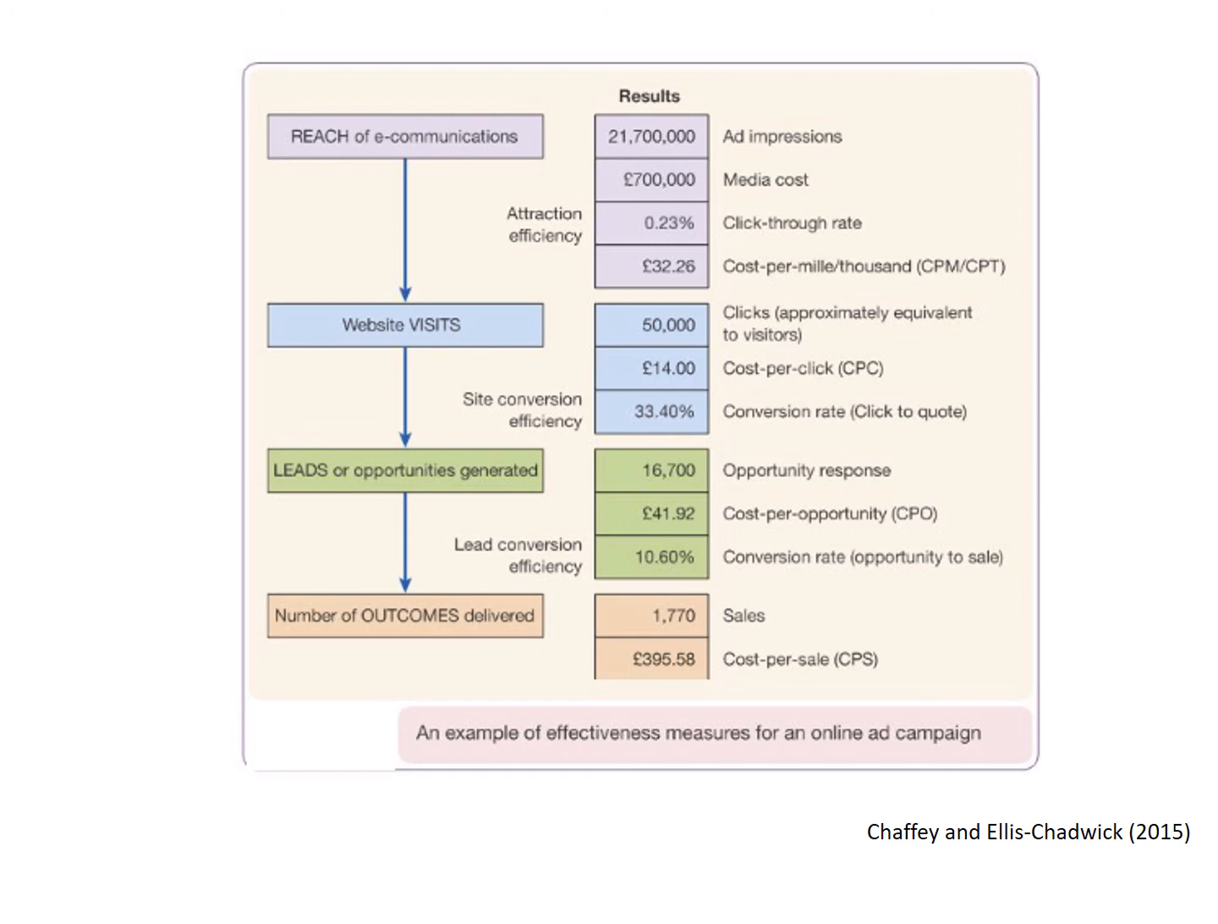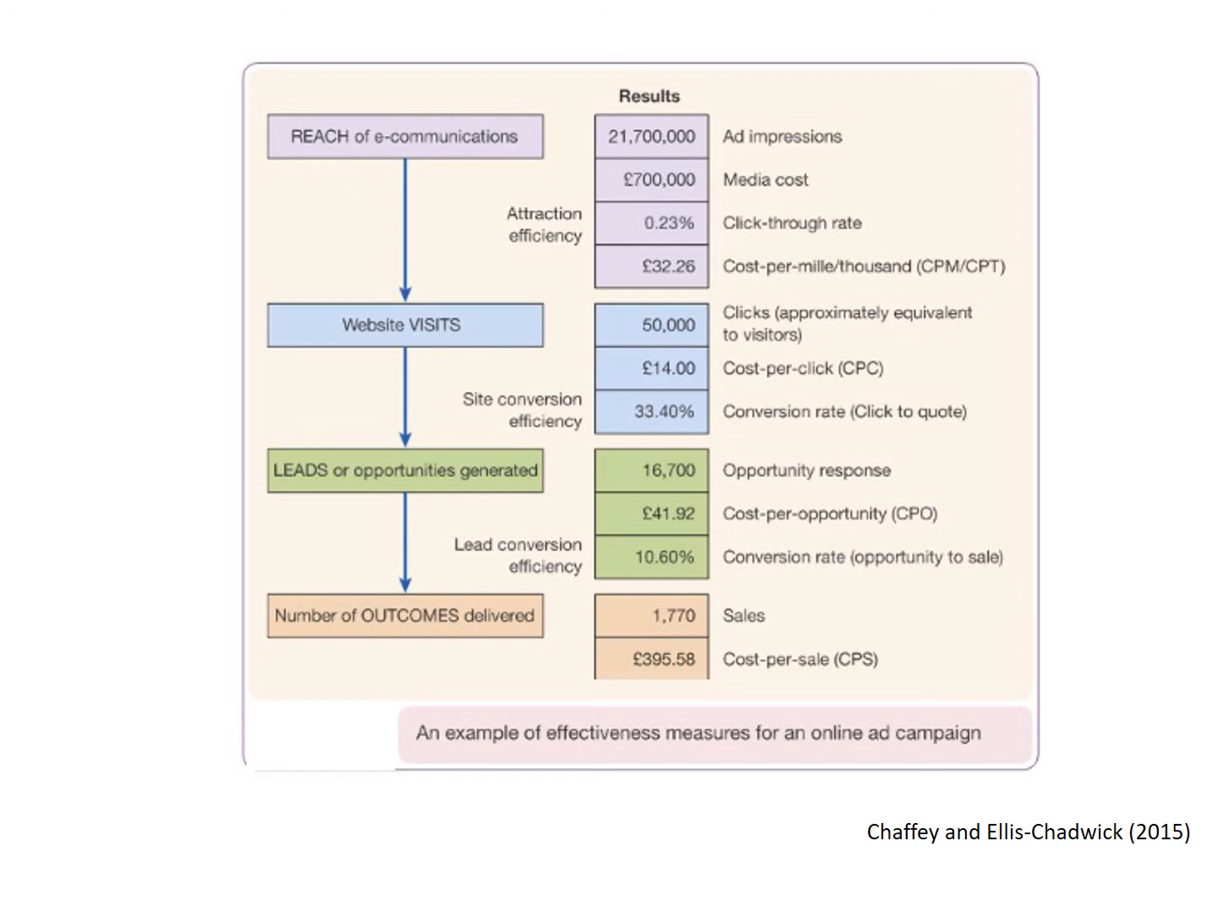And then what we're saying is that there's a conversion rate, efficiency rate of 10.6%. So from those 50,000 that clicked, that led on to a 33% conversion rate to leads, opportunities generated, which led to 16,700. And then from those 16,700, we're saying there was a 10% conversion rate to a number of outcomes delivered.